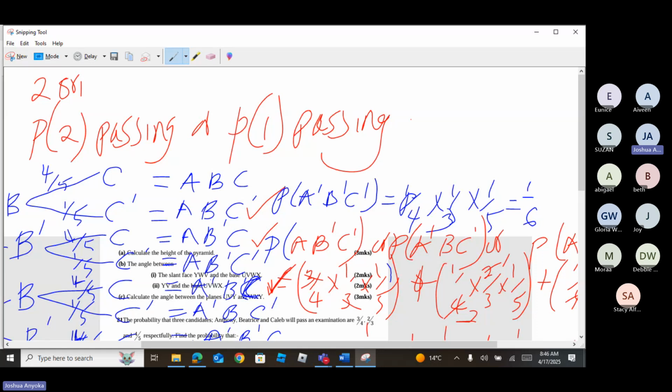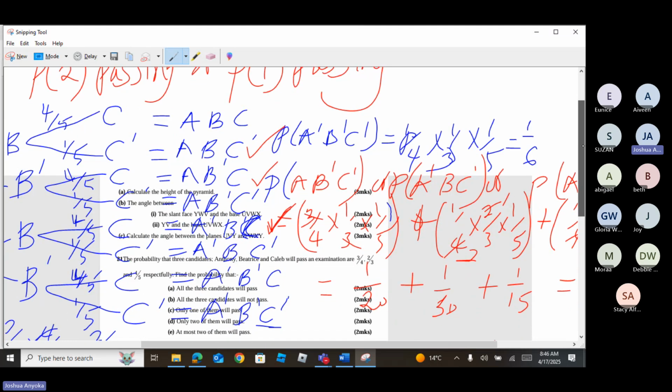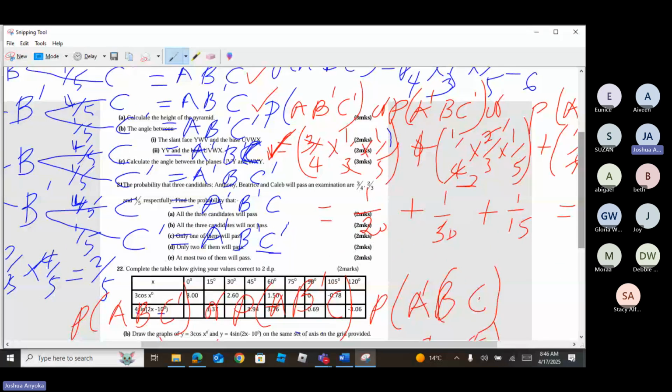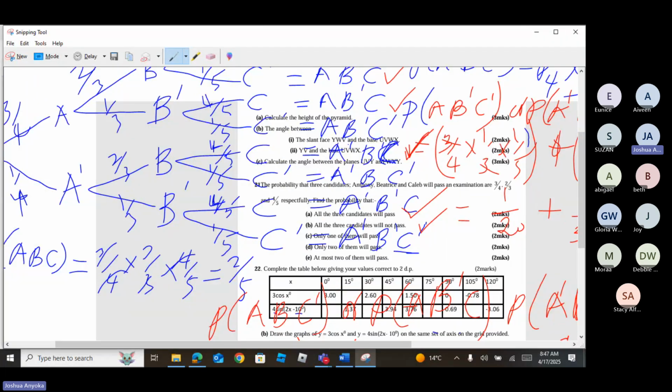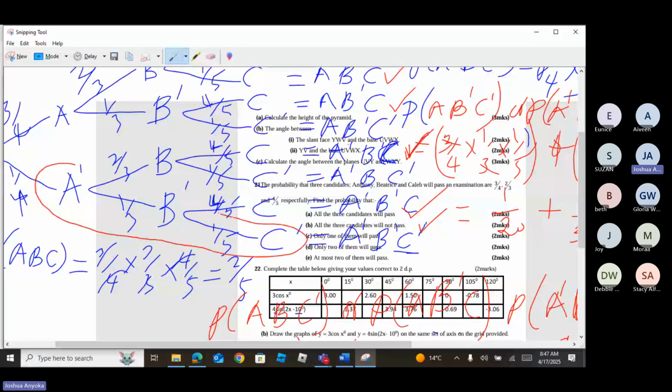We have worked out something of this kind. Probability, we are told all of them will pass. We have worked out that one. All the 3 candidates will not pass. We have looked for that. It is the last line, the last bracket, E. All of them will not pass. We multiply that: Anthony failing, Beatrice failing, and Caleb failing.